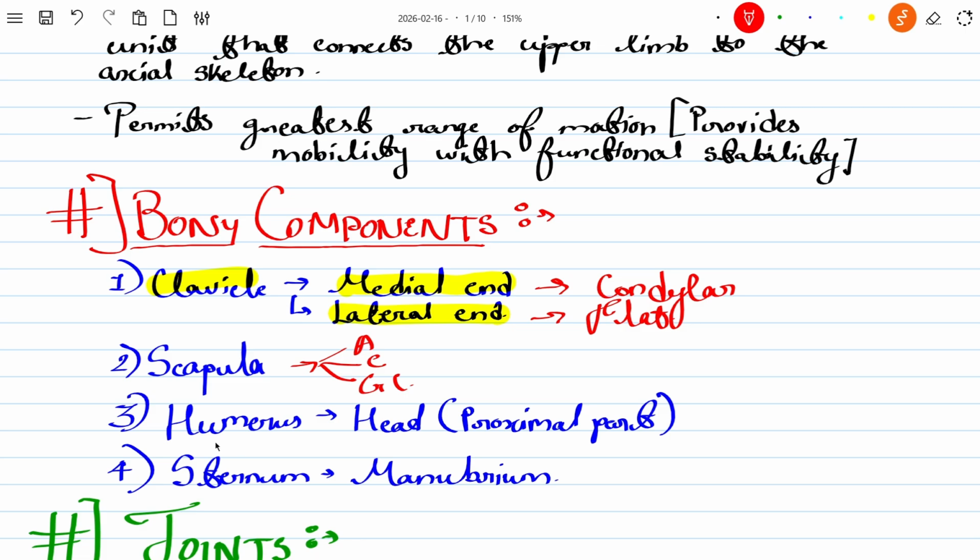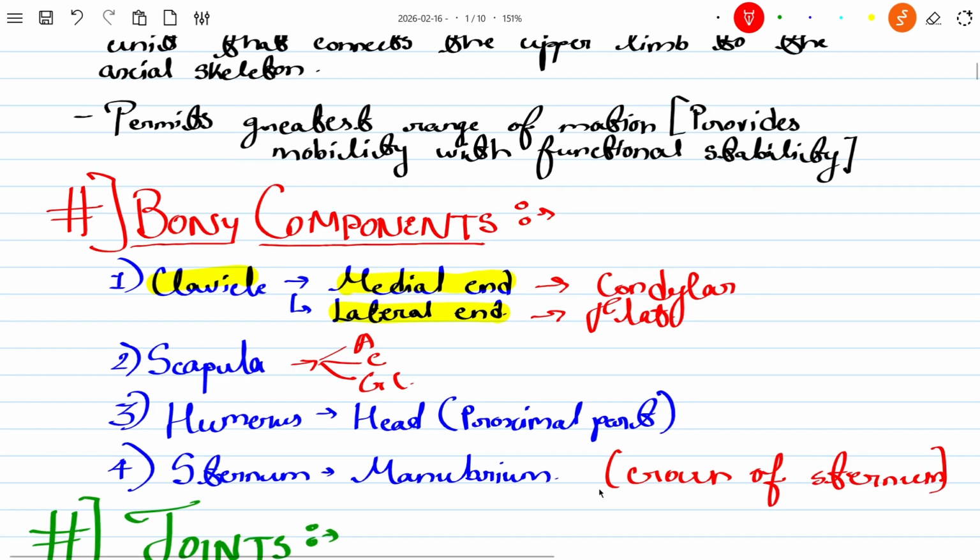Then coming to the humerus, the head of the humerus, that is the proximal part, and the sternum, that is the manubrium sternum, which takes part in the sternoclavicular joint. It is the crown of the sternum.